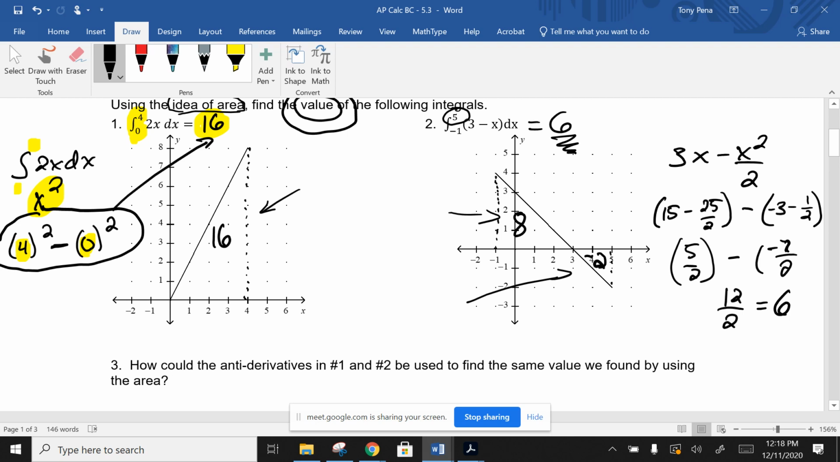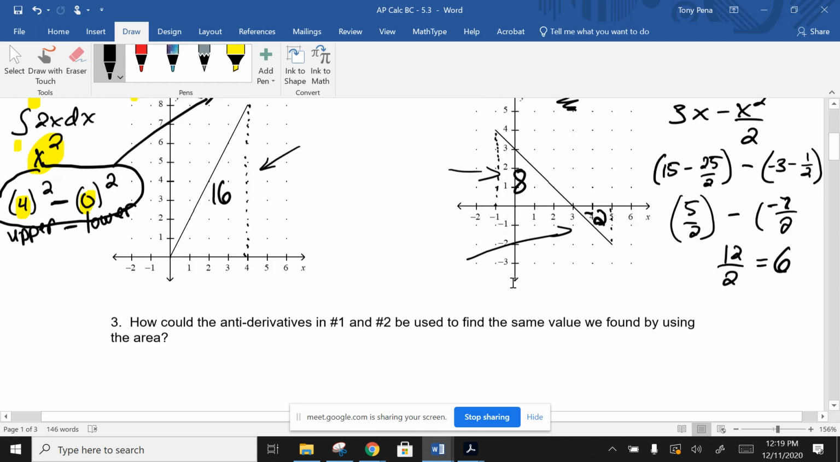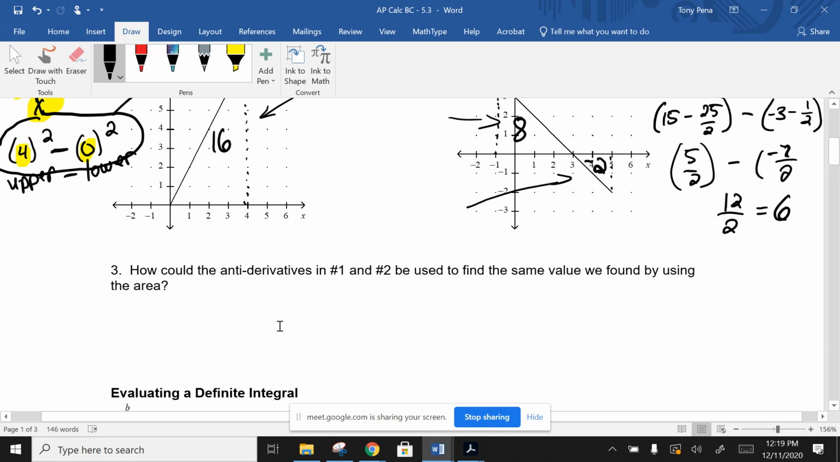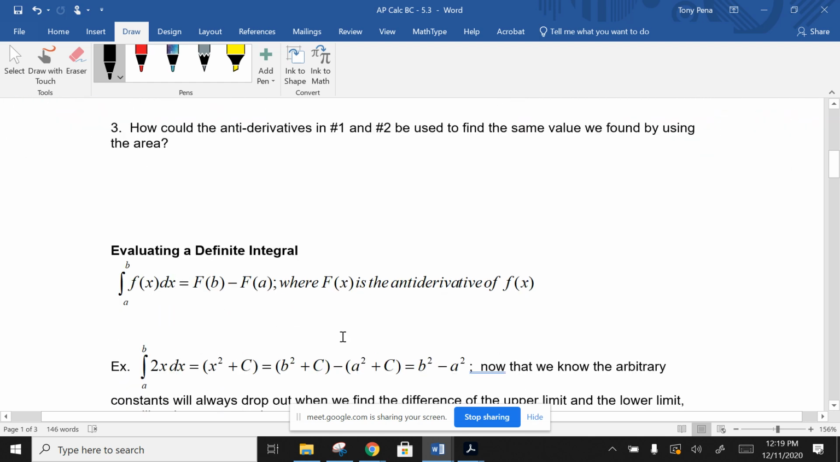We want the antiderivative. Notice this is our upper limit, gets plugged in first, then we plug in our lower limit, and then we're going to subtract those. And that's largely what we put into words down here. So you can write that here if you want. We're going to define it formally here when it says evaluating a definite integral. But that's pretty much what this is now saying.